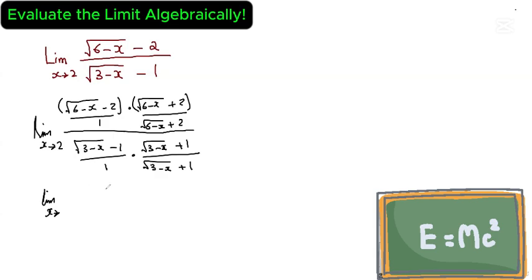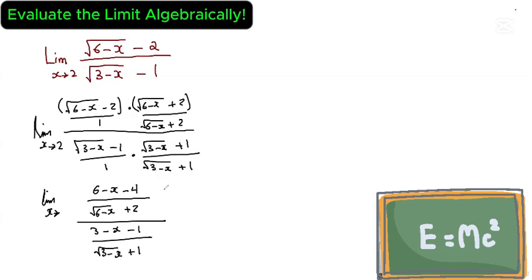So therefore, you're going to end up with the limit as x goes to 2. And the top is going to be 6 minus x minus 4. That's this times this on the bottom. That's the conjugate, which is root 6 minus x plus 2. All over, and the same thing here, we're going to get 3 minus x minus 1, all over root 3 minus x plus 1, which is that bottom right there. And now we're just going to take this to here. Now 6 minus 4 is 2, and of course we cannot forget writing the limit as x goes to 2.